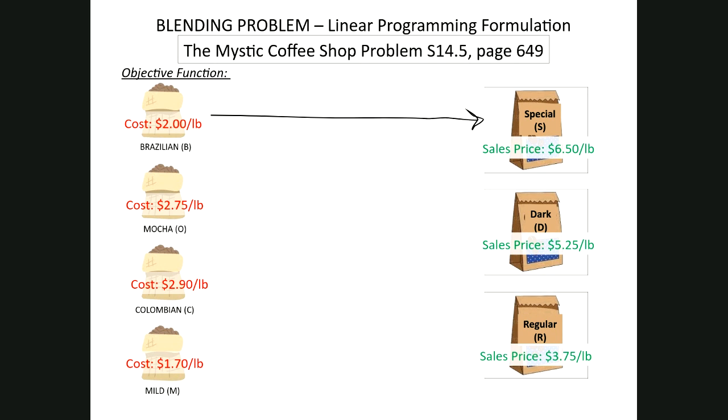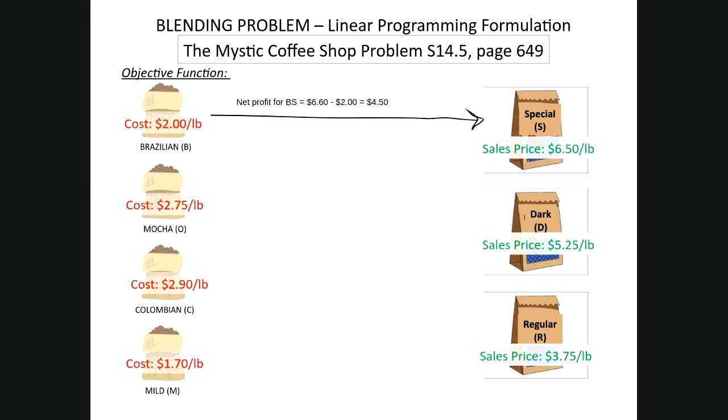Our objective is to maximize our profit. So if we put a pound of coffee, and again, remember, we're not just making 1 pound, we're making hundreds of pounds of this coffee. But if we put a pound of Brazilian into this coffee, that's going to cost $2, and we're going to sell that for $6.50. So the net profit for Brazilian coffee put into the special blend is going to be equal to $6.50 minus $2. And of course, that arithmetic is easy. That's $4.50. So $4.50 is the net profit.